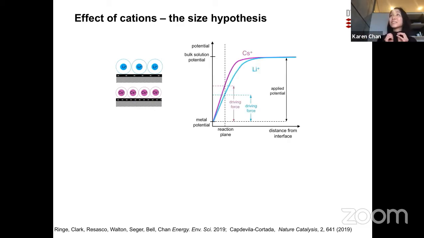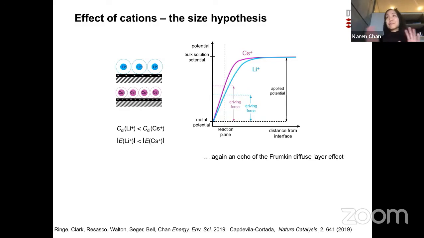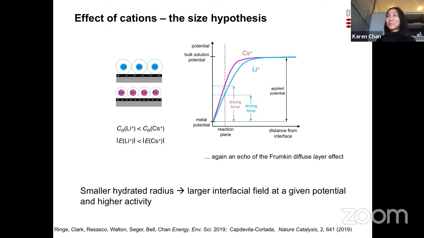So because we have a denser number of cesium ions, we basically get a slightly larger field for a given potential. So there's a slightly higher driving force, and that basically reflects a slightly larger capacitance and a larger field. And so again, this is the Frumkin diffuse layer effect. Main takeaway: small hydrated radius, high interfacial field, and slightly better activity.